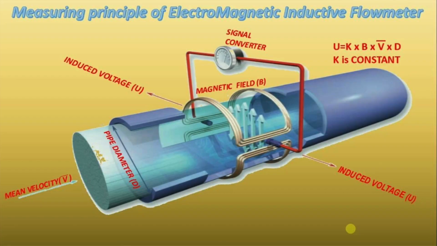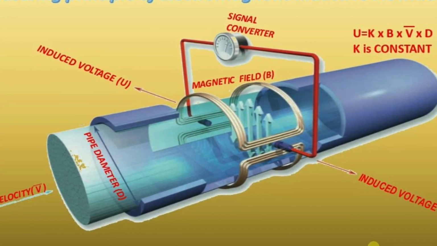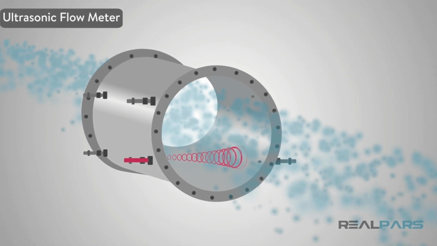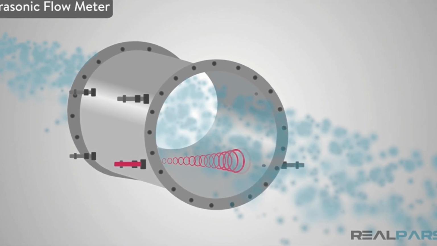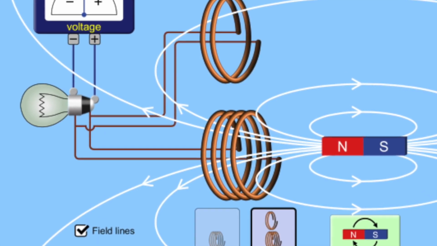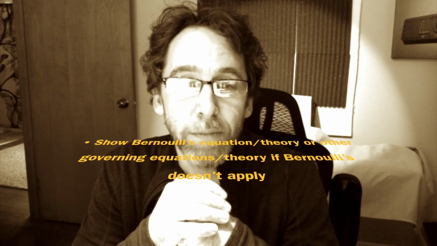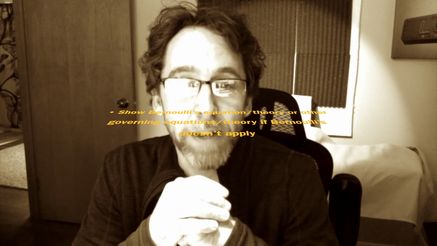Some of you will have things like electromagnetic and ultrasonic flow meters, and you're going to realize, oh, we don't really have a Bernoulli type of project. This is using different kinds of laws, Faraday's laws, other applications from physics that will dictate how this flow meter is used, and a little bit of research will show you that. So it says show Bernoulli's equation theory, or other governing equations and theories if Bernoulli's doesn't apply.